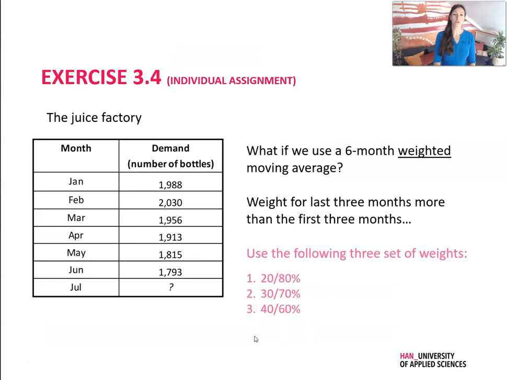We go back to our juice factory example, and here again, the same 6 months of sales data with a downward trend from February to June. And we are asking, what if we use a 6-month weighted moving average for which the weight for the last 3 months actually is greater than the weight for the first 3 months? So we think that the data points from April to June are more relevant, more meaningful than the data points from January to March. And we can choose what kind of weight to give to these months.